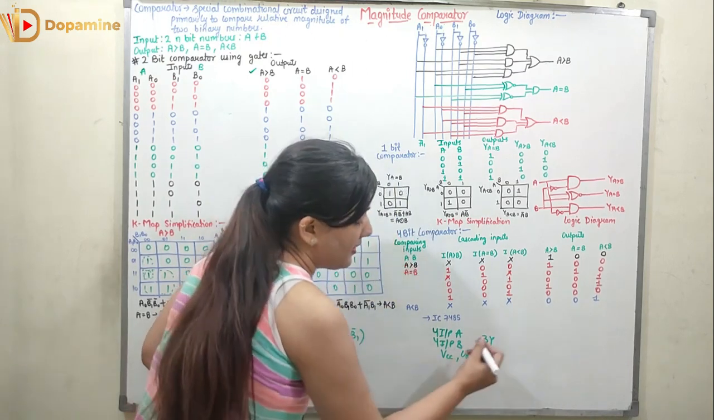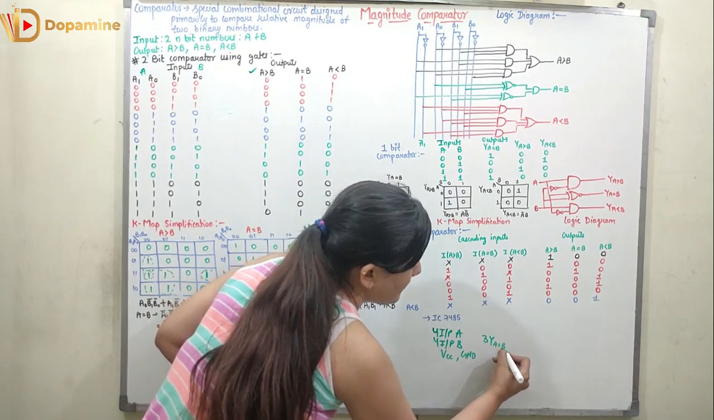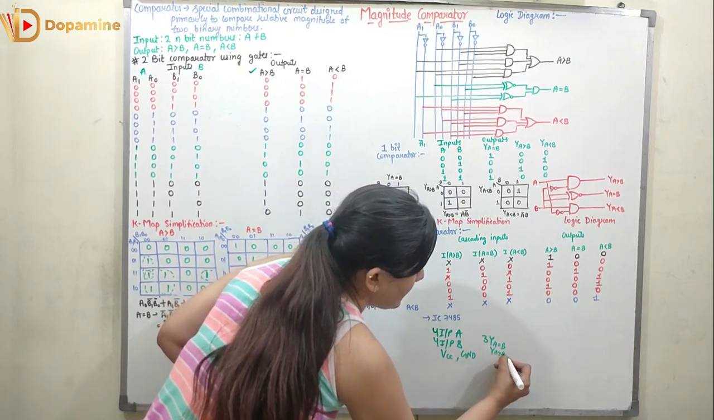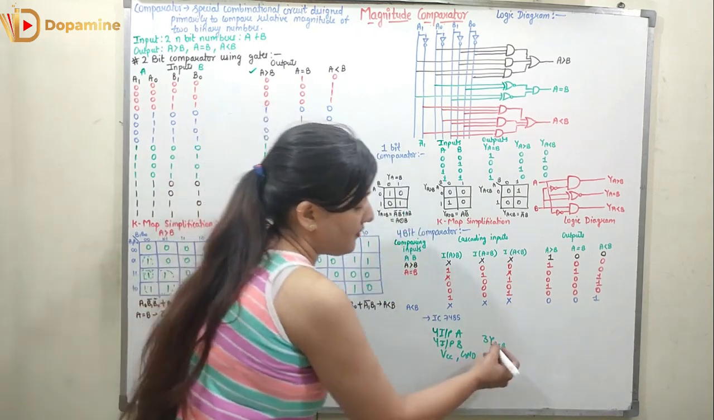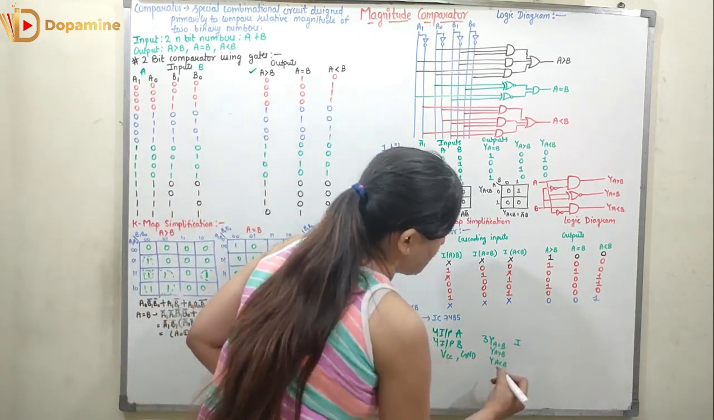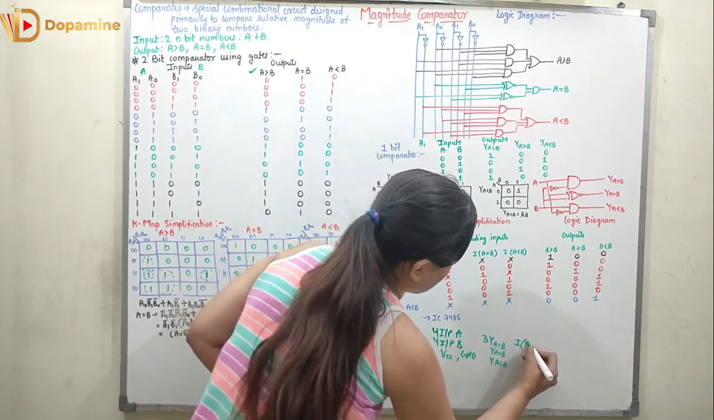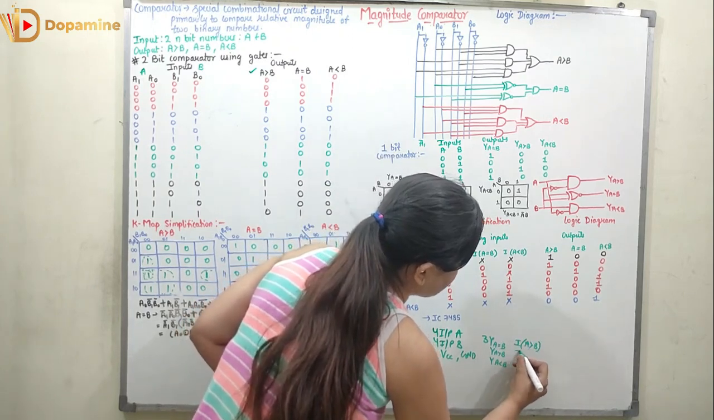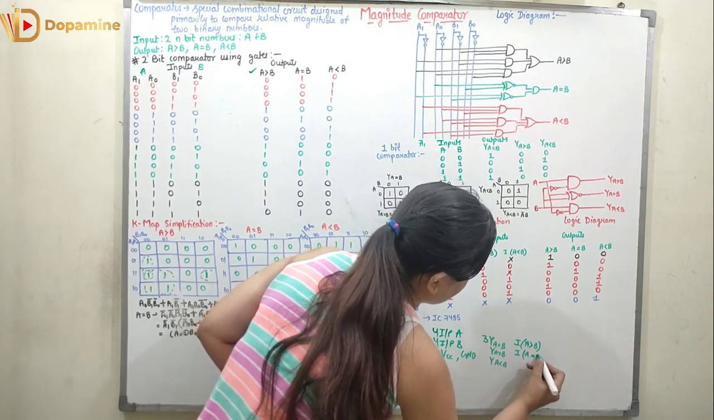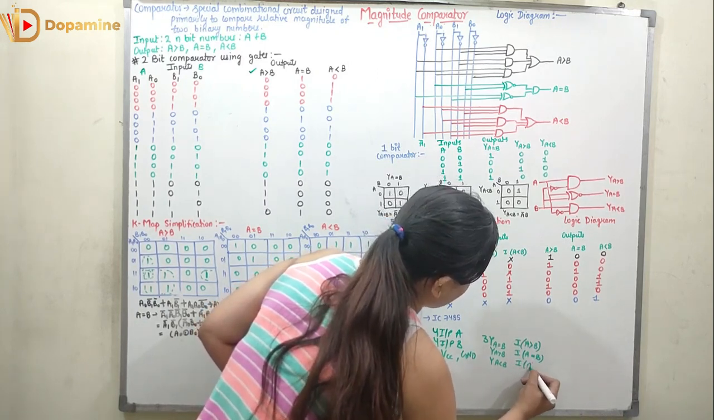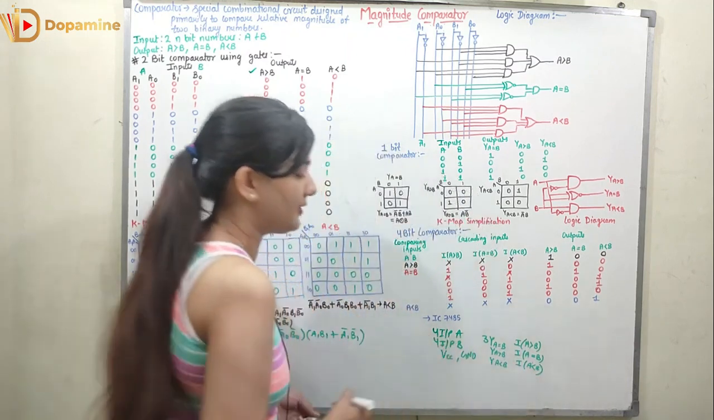3 output pins: Y, A is equal to B, Y, A greater than B and Y, A less than B. And after that, we will have some input pins: I, A greater than B, these are the signal pins. I, A is equal to B and I, A less than B. So 3 pins are these.